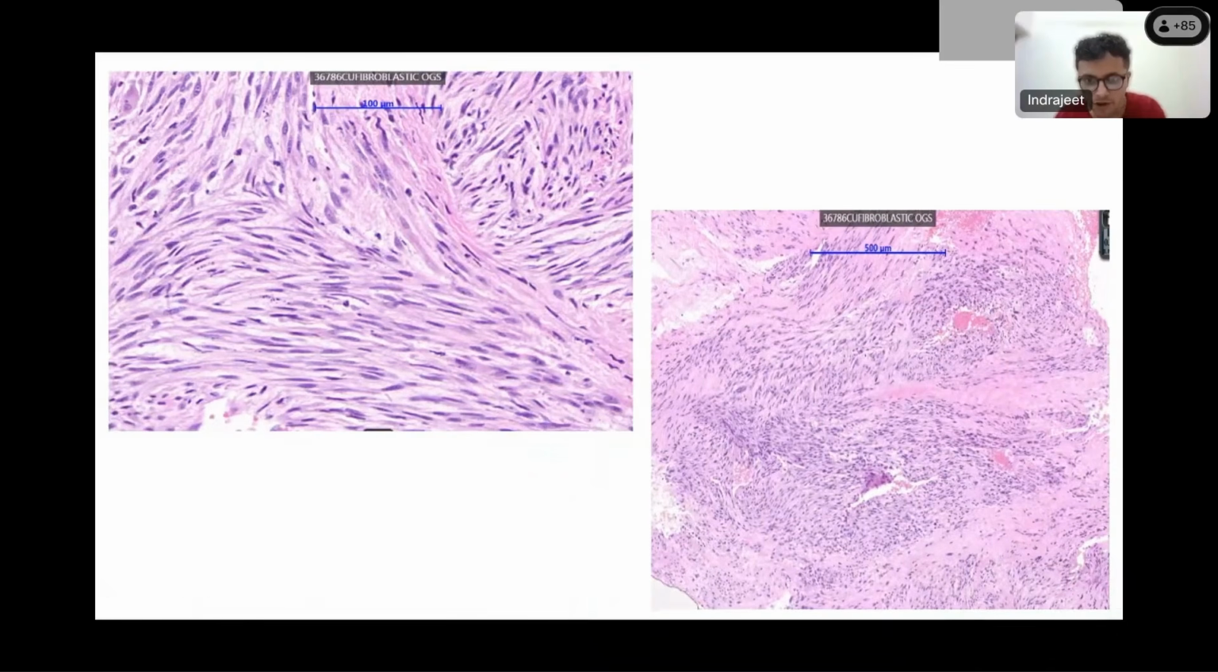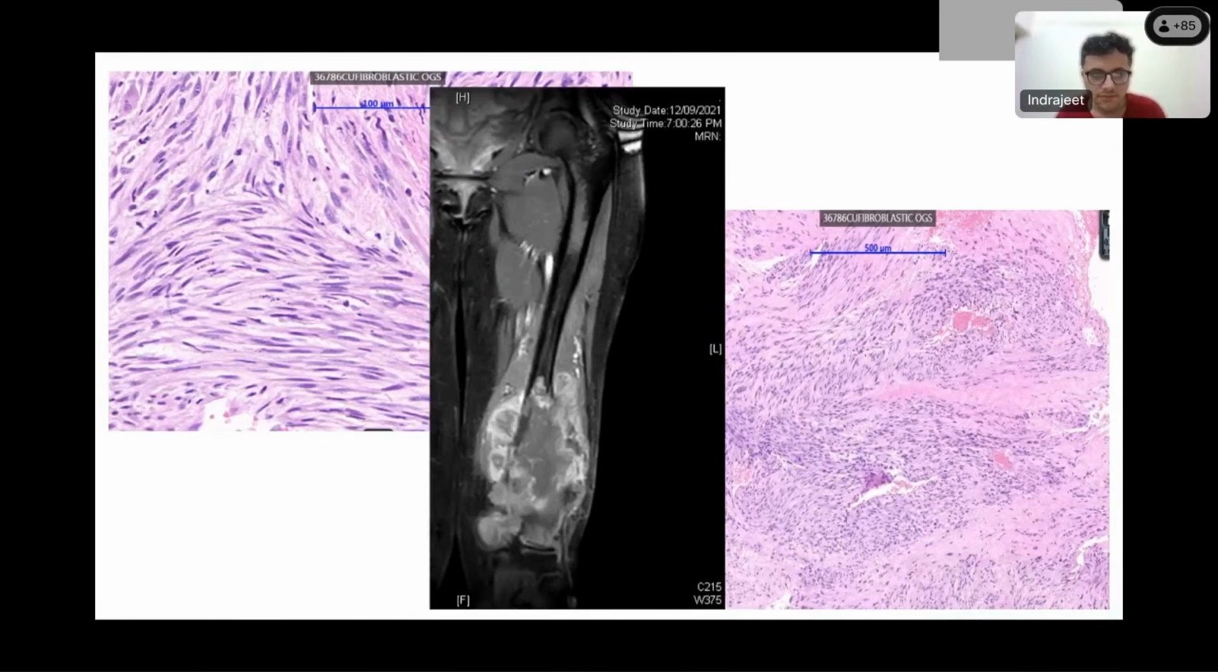Really? Why did you say that? At low power it looks like a spindle cell tumor. That is why I kept this image first. Is this spindle cell or round cell? No, ma'am, it is a spindle cell tumor. Yes, it is a spindle cell tumor, and this is the radiology.